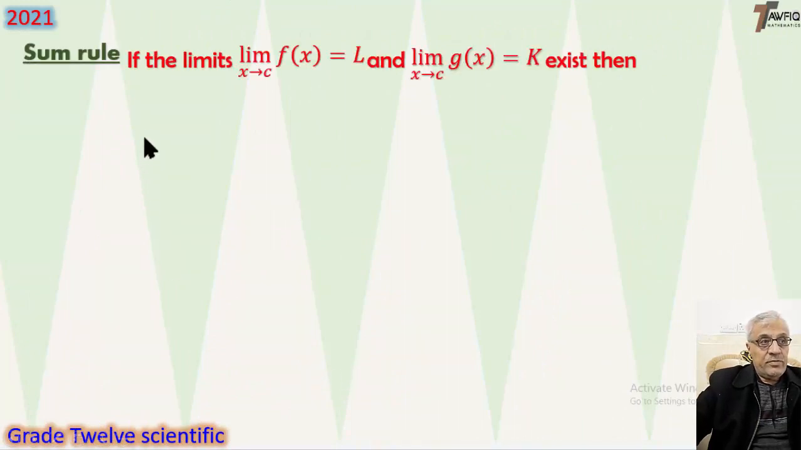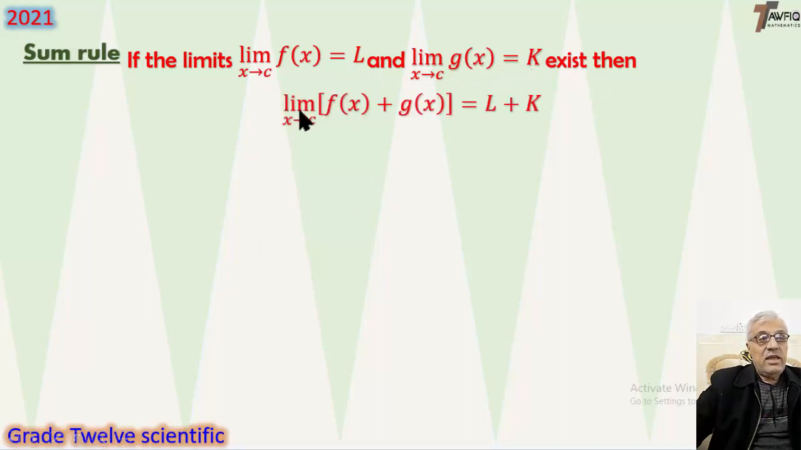Some rules. If the limit of f(x) as x approaches c is equal to L, and the limit of g(x) as x approaches c is k, and both exist, then the limit as x approaches c of f(x) plus g(x) is equal to L plus k.